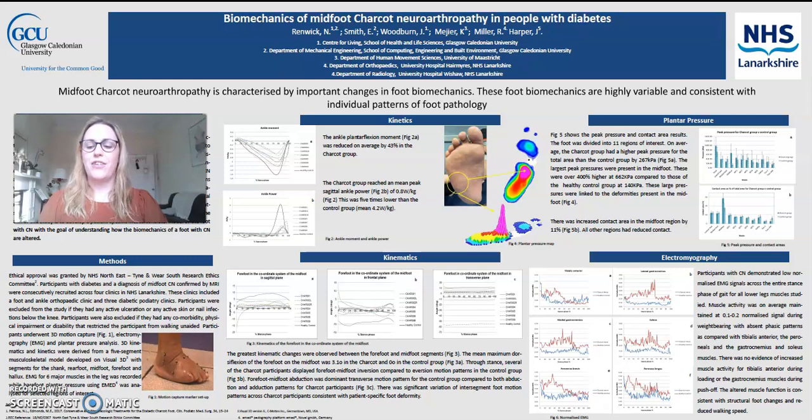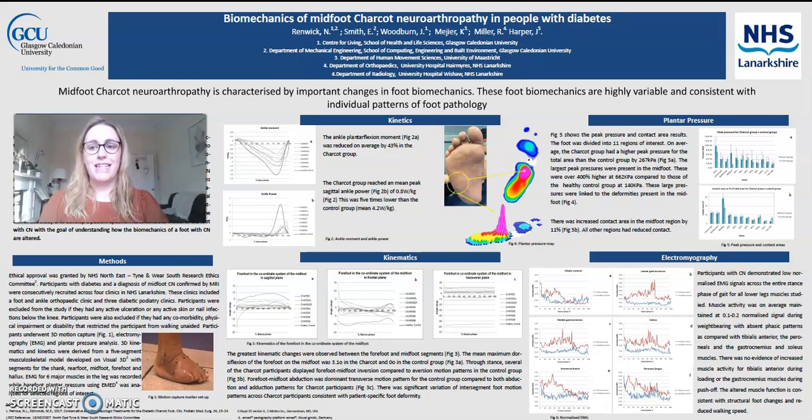To do this, I created patient-specific musculoskeletal models of the foot to see how they differ from that of a healthy population. This project was carried out as part of my PhD thesis, and ethical approval for this project was granted by NHS North East Tyne-Wear South Research Ethics Committee. A lot of precautions and a strict protocol were in place due to the vulnerable nature of this patient group.